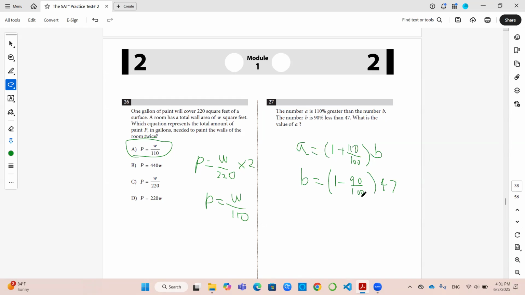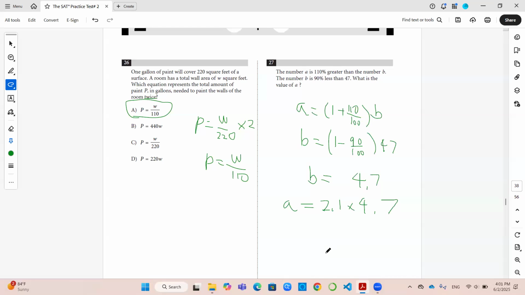Okay, we have the two relationships here. So what we're going to do is first get the value of B. So B is equal to 4.7. A is going to be 2.1 times 4.7. So A is equal to 9.87.